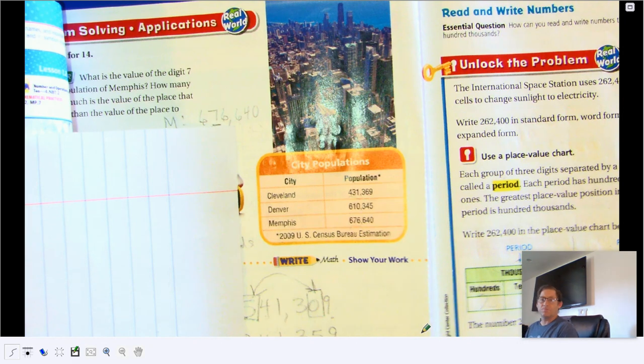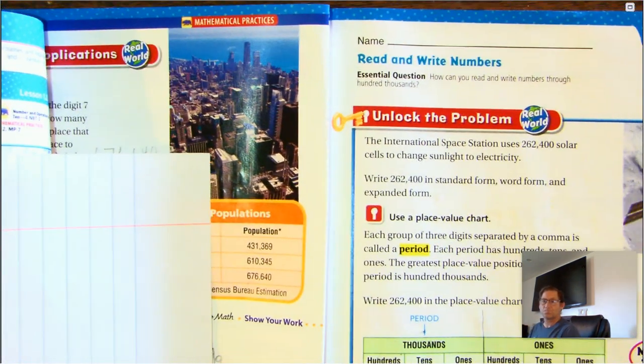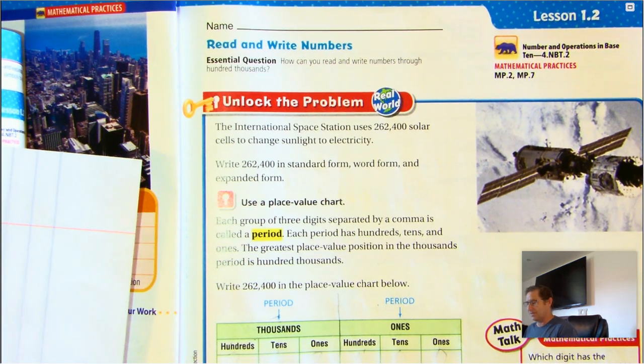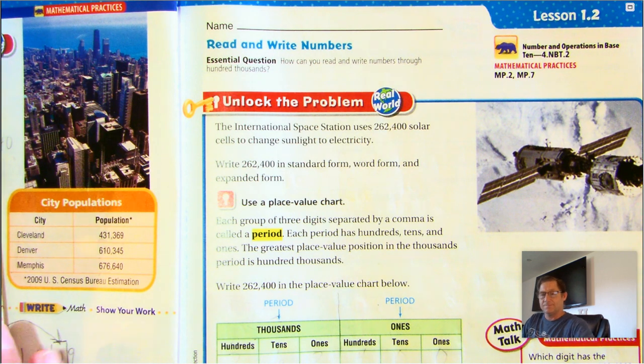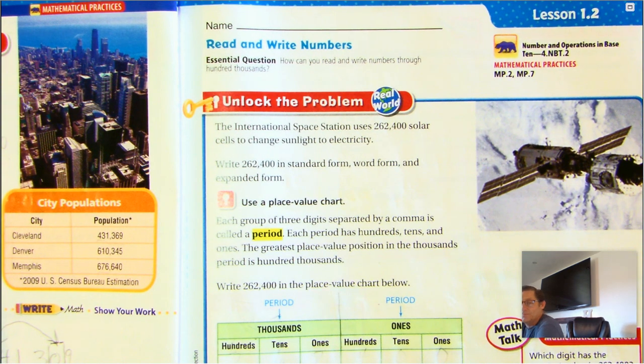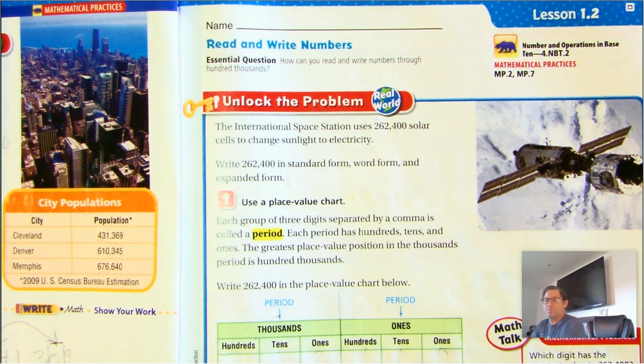Today we're starting lesson 1.2 on page 9 of your textbook. The title of our lesson is Write and Read Numbers. When we write and read numbers, the essential question is basically how can you read and write numbers through 100,000? So if you were given a number that had a value of 100,000 or greater, how can you read and write those numbers in three different ways?